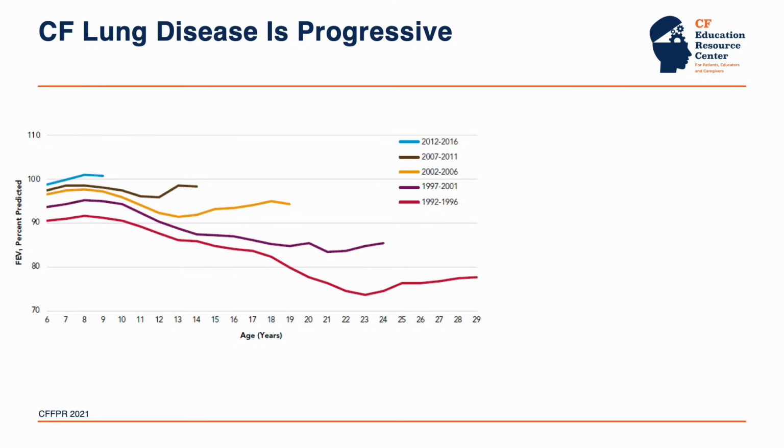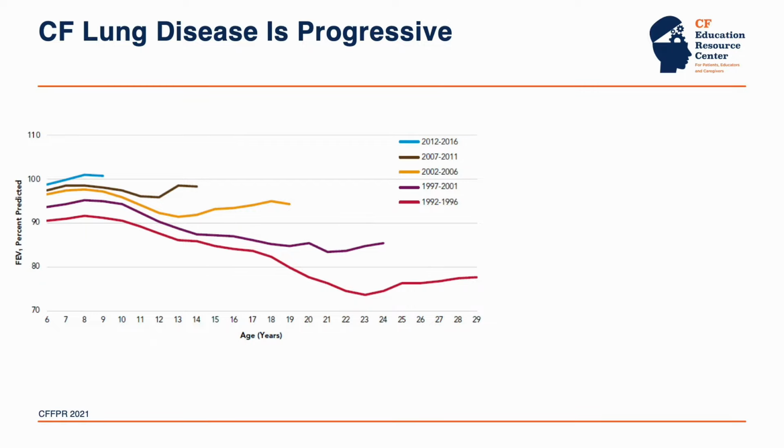CF lung disease, unfortunately, is progressive for many patients. And this registry slide, this is from the Cystic Fibrosis Patient Registry, where there's a comparison of lung function versus age in a group of patients cohorted or grouped by birth year. So if you take the red line, it represents a group of individuals who were born between 1992 and 1996. And this was very early in the development of CF therapies. Many patients had normal lung function in the far left at age 6, 8, 10, 12.